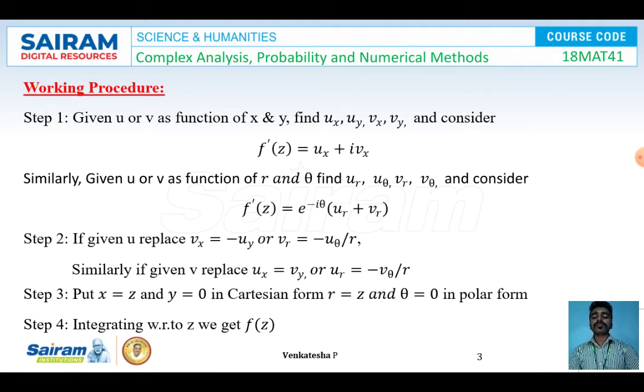Next, in step 3, put x = z and y = 0 in the Cartesian form, and r = z, θ = 0 in the polar form. Step 4, integrate the function f'(z) with respect to z. We'll be getting an analytic function f(z).